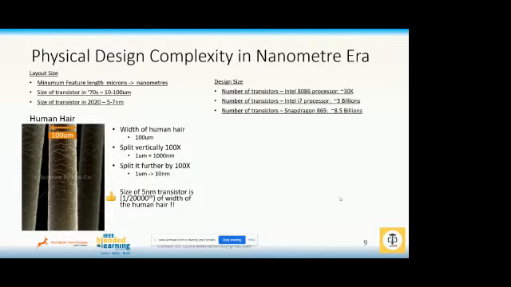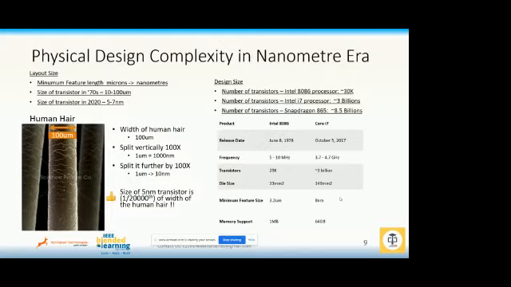And I also want to give a glimpse of the design sizes that we are talking about. If you look at an Intel i7 processor, we have close to 3 billion transistors in that processor. And in a Snapdragon 865 SoC, we have close to 8.5 billion transistors. So we are packing this many transistors in a small chip of probably 150 square millimeters.